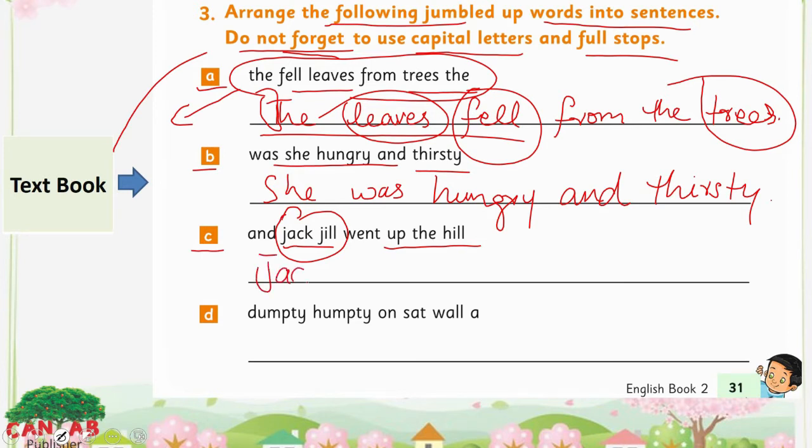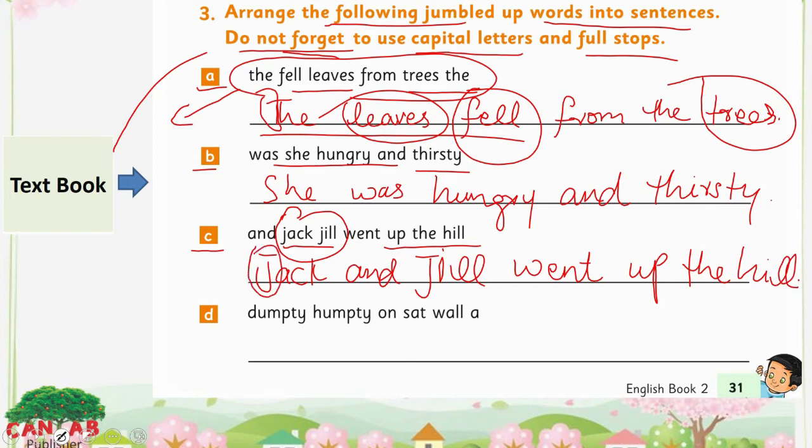Jack and Jill went up the hill. We have capitalized the first letter of both Jack and Jill because this is a specific name. It's a proper noun. We always capitalize the first letter of a proper noun.